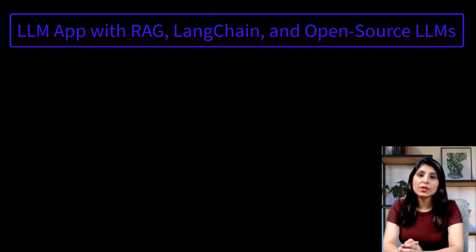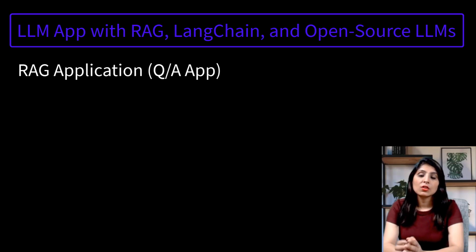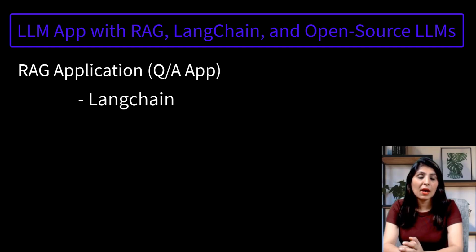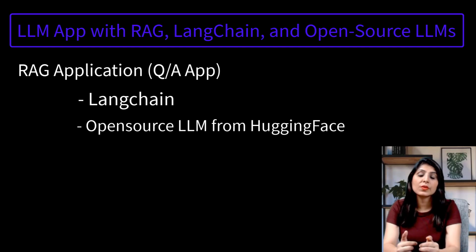So guys, in my today's video, we are going to build a RAG application using LangChain. LangChain is an open source framework using which we can build LLM apps. And the LLM which we are going to use today, we will download on our local machines from Hugging Face.